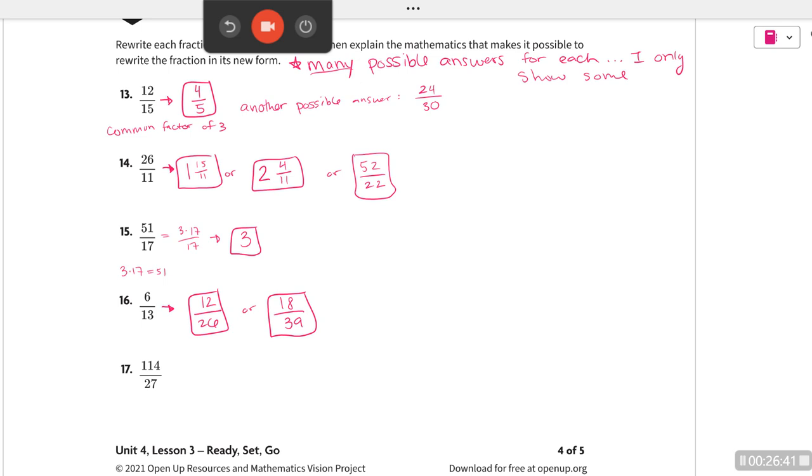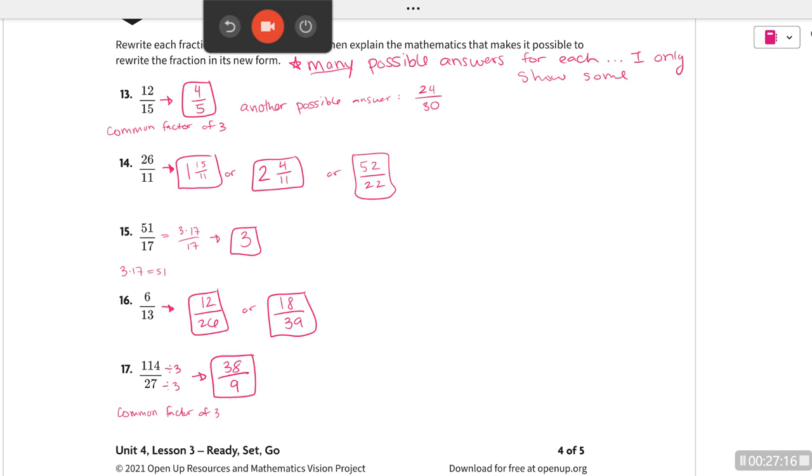All right, 114 and 27. Both of these are divisible, so they have a common factor of 3. Remember, a quick way of telling that is if the digits add to a multiple of 3. 1 plus 1 plus 4 is 6. So I'm going to divide by 3 and divide by 3. 114 divided by 3 is 38, and 27 divided by 3 is 9.